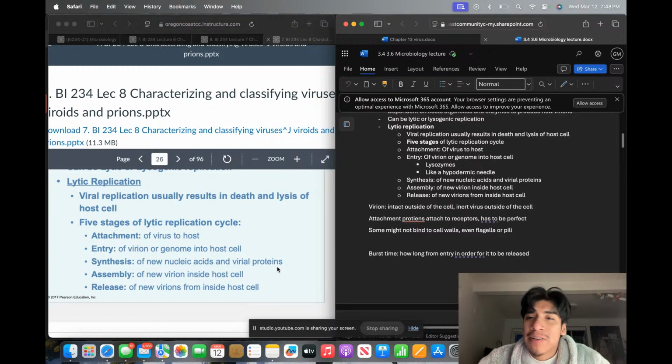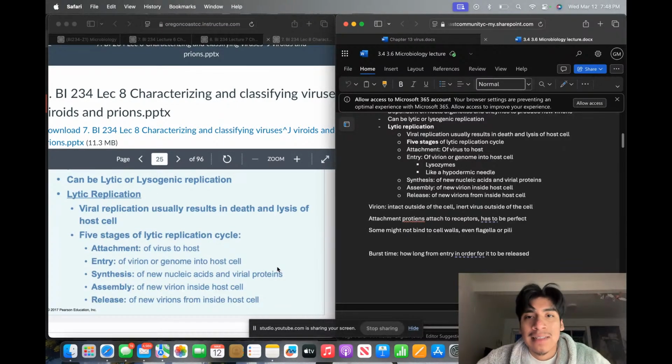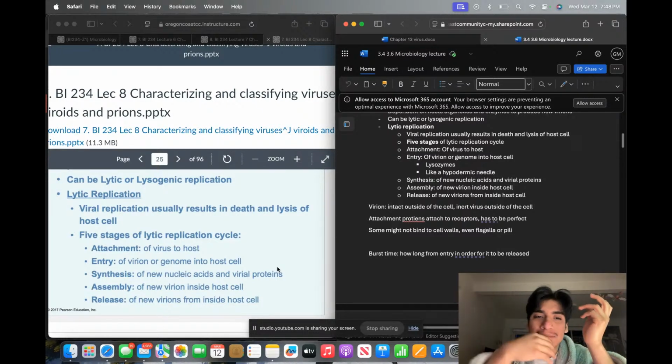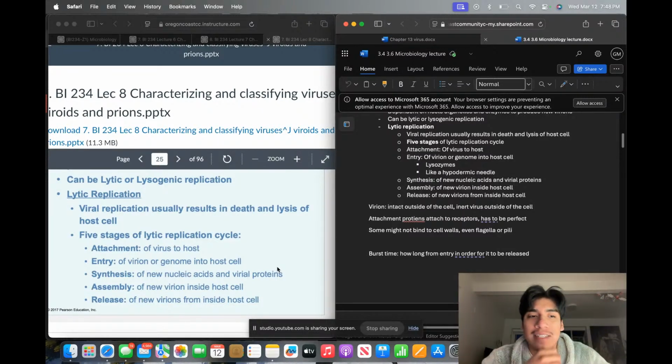Another way you can remember the difference between what lytic and lysogenic does is that lytic is five letters, and so is lysis. The first two letters are also the same, so it just looks alike mostly. So that's how I'm going to try to remember it.